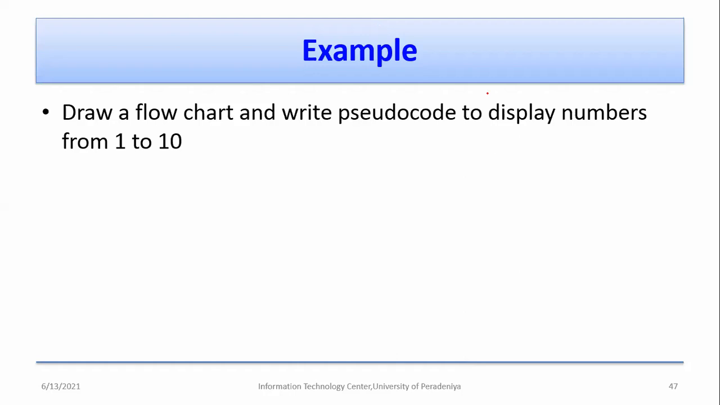Now I want to print numbers from 1 to 10, right? So how can we draw the algorithm? Please look carefully. Start, and then I use a variable, right? So x equals 0. Then I put x equals 0. Now the value of x is 1. Then I put the condition: x less than 11.